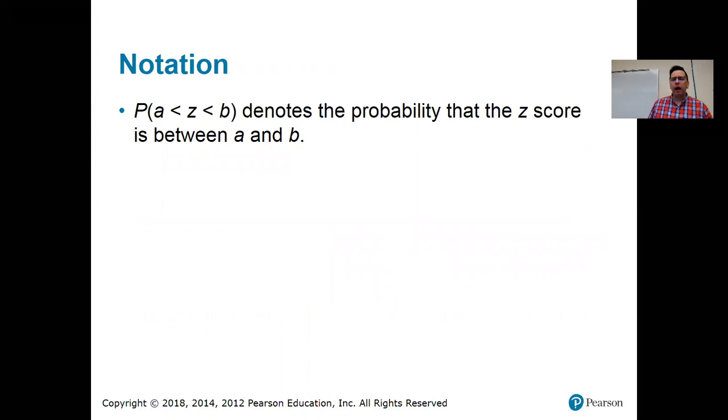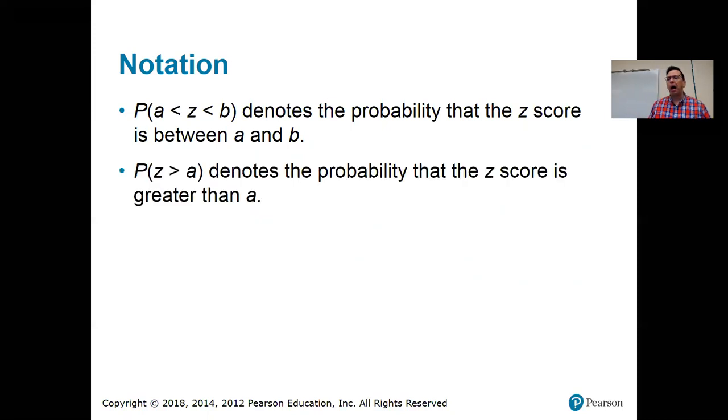Okay, so the notation that we will usually use for these probabilities, like the probability that z is between two given values, that's just the probability that z is between a and b. A is less than z is less than b. Okay? So like that last problem that we did would be written the probability that -2.5 is less than z is less than -1. Okay? That's how we would write that.